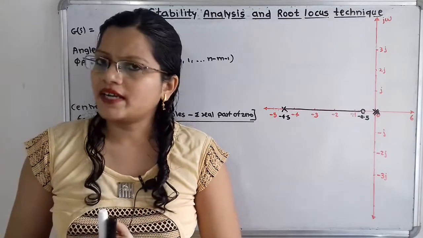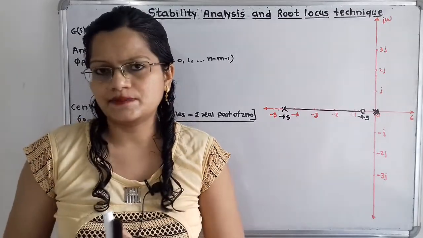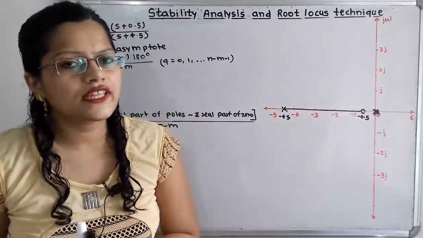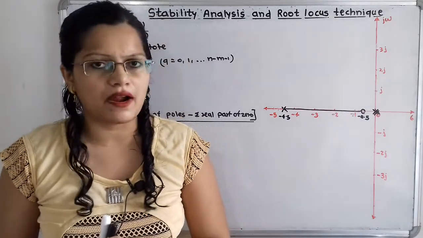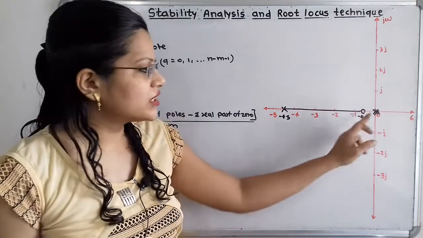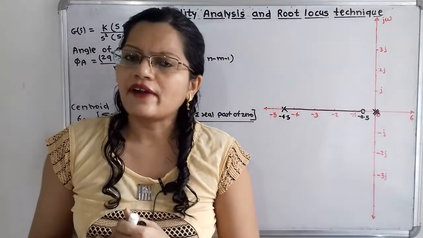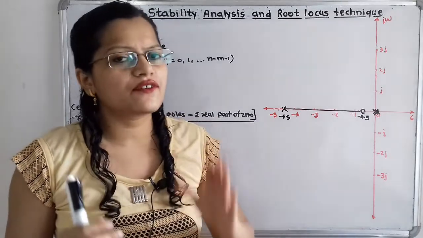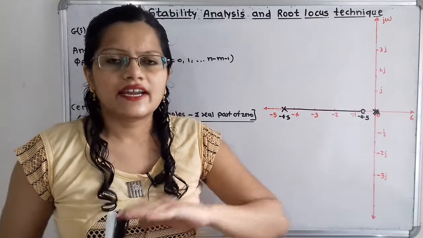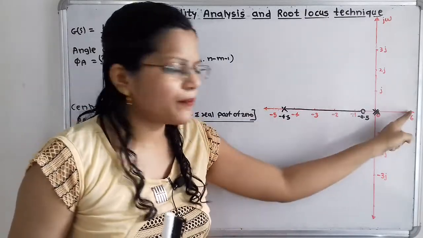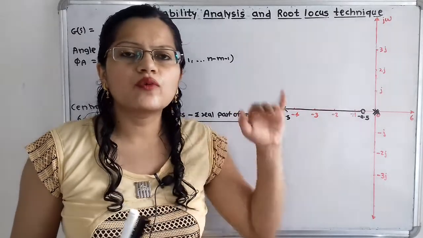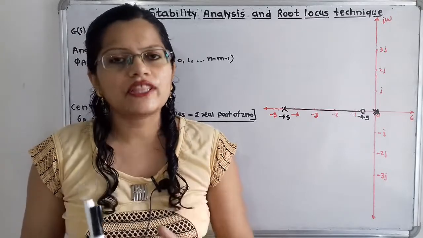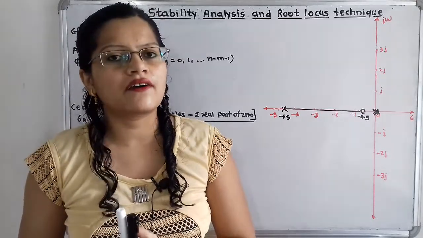Now we will move to the third important point, that is the breakaway point. So what is this breakaway point? It is the location of a point on the real axis from where branches depart. We know that the branches originate from these open loop poles, and we have to check whether the branches originated from the open loop poles are departing from this breakaway point on the real axis, or they are moving away from the real axis. That we have to check, and for that we have to first calculate the breakaway point.